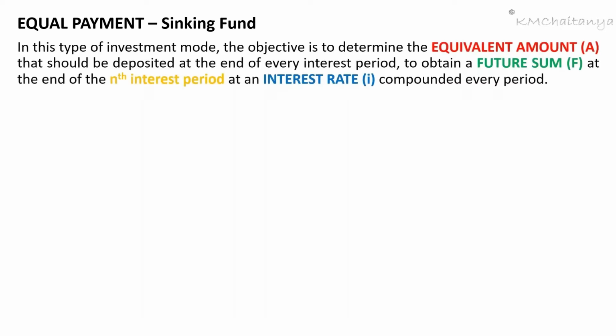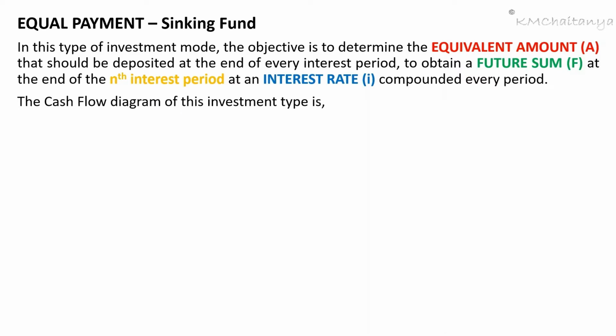Equal payment sinking fund. In this type of investment mode, the objective is to determine the equivalent amount A that should be deposited at the end of every interest period to obtain a future sum F at the end of nth interest period at an interest rate I compounded every period.